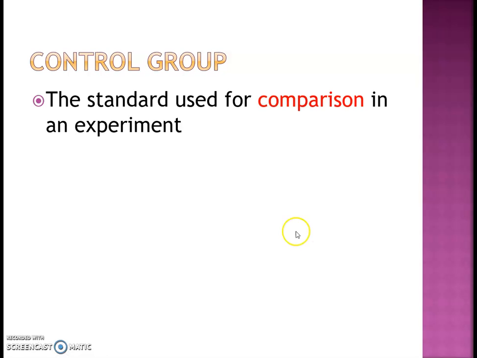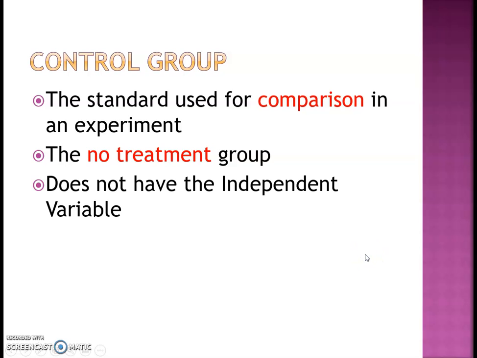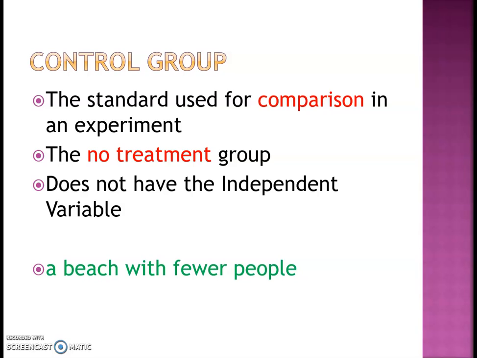A control group is also important because it's a comparison group. So in this group, you're not doing anything to them. They lack the independent variable. They're identical, but they don't have the independent variable. So I could look at a beach with no people in it or fewer people and then measure how many shark attacks there are versus a beach that I put 1,000 people on and see how many shark attacks occurred, because I can control the number of people.